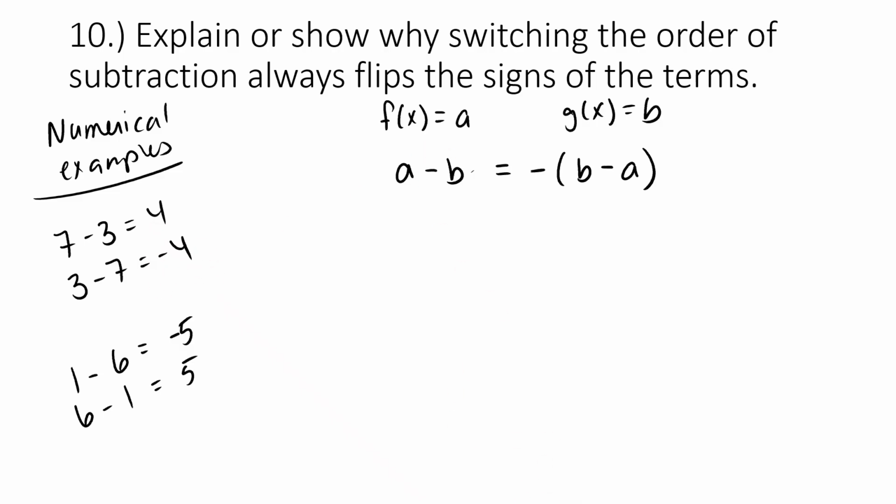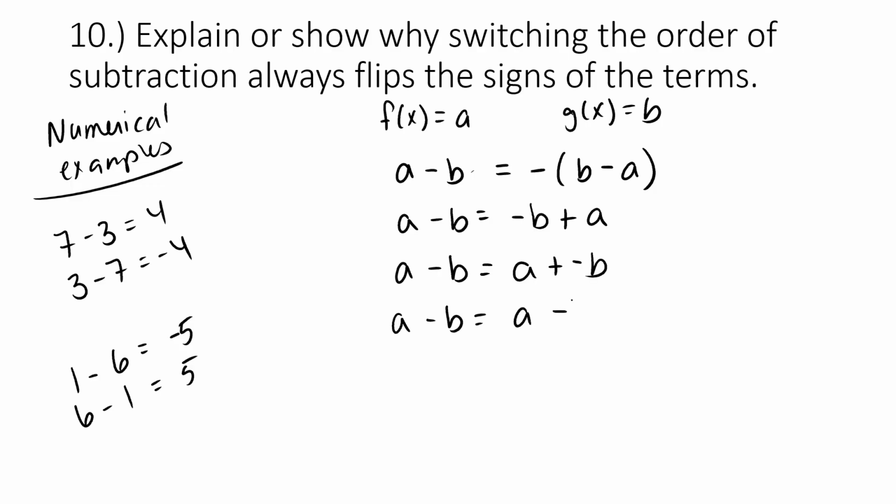Okay, so watch how this works. A minus b, I'm going to distribute that negative, so that's going to be negative b plus a, and adding is commutative, so I can switch the order, so that'll be a plus negative b, and that's literally the definition of subtraction there. Ta-da. Now if you wanted to, you could maybe do this with more terms, but essentially if you had more terms in it, it would always come out the same way.